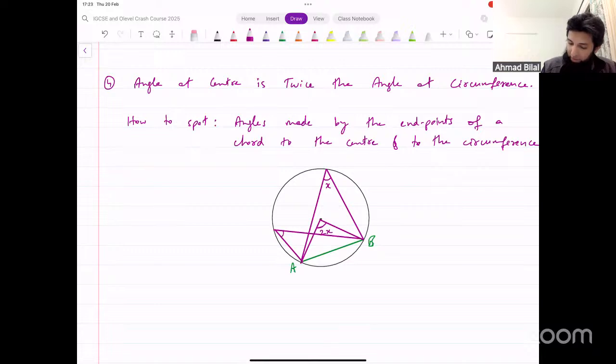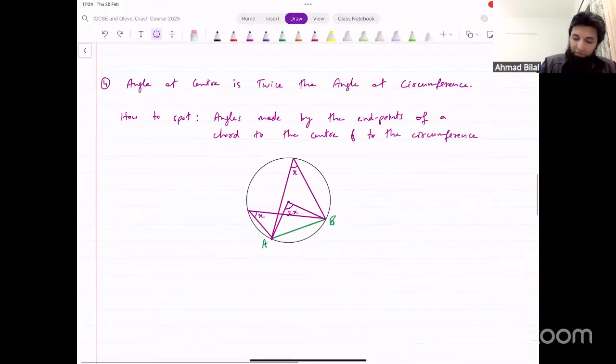This is also going to be X. If the one at top was X, this is also X using the earlier property: angles in the same segment made by the same chord are equal. So these are equal to each other. And according to this property as well, if the angle at center is 2 times X, this angle is supposed to be X. Okay? Angle at center is twice the angle at the circumference.